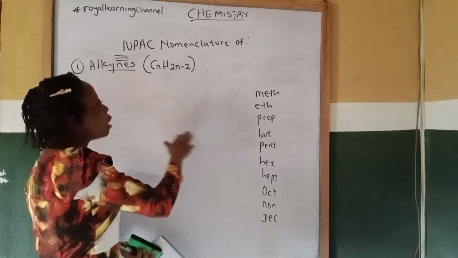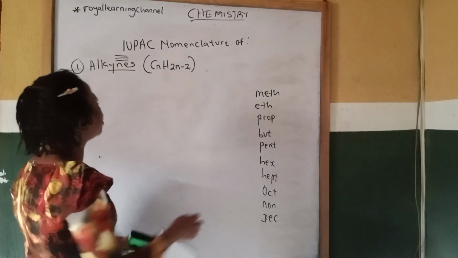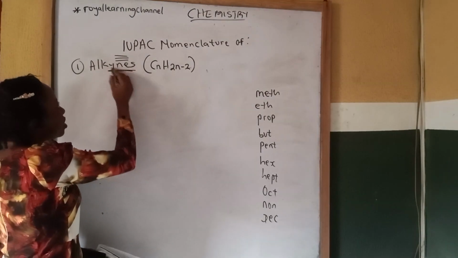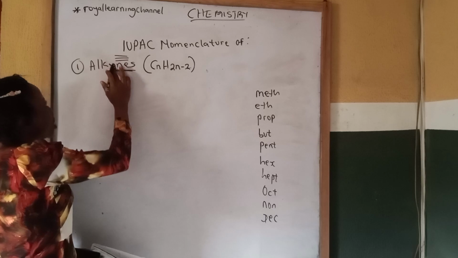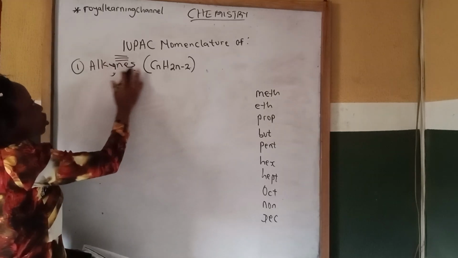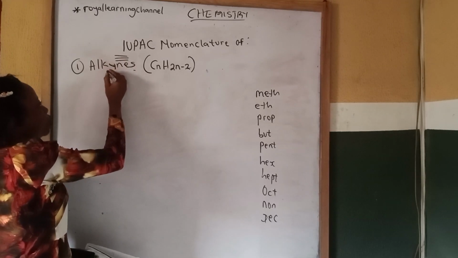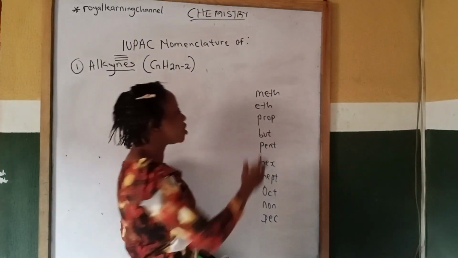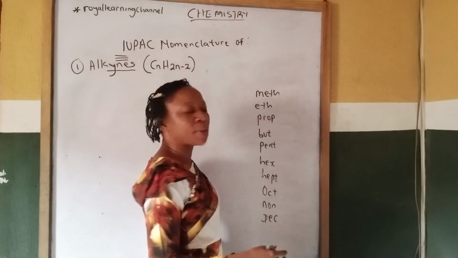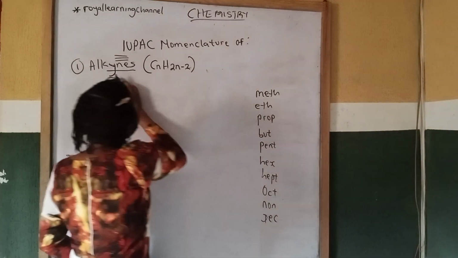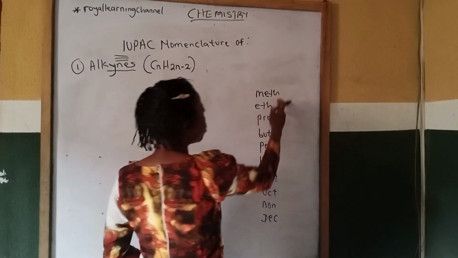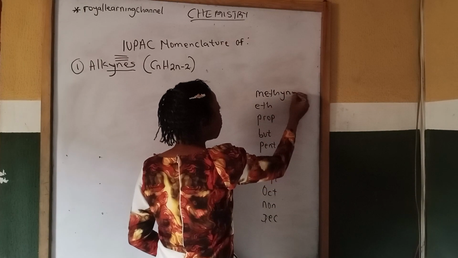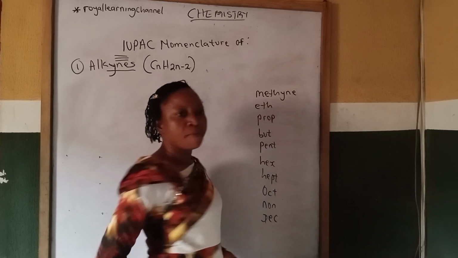Now alkyne. To derive names for members of alkyne, all you need to do is to add your name ending. The name ending is "yne". The alkyne ends with YNE, which is pronounced as "ine". So all you need to do now to derive names for the first 10 members is to add the name ending "yne" to the following prefixes. If I add the name ending "yne" to the first one, we call it methyne.